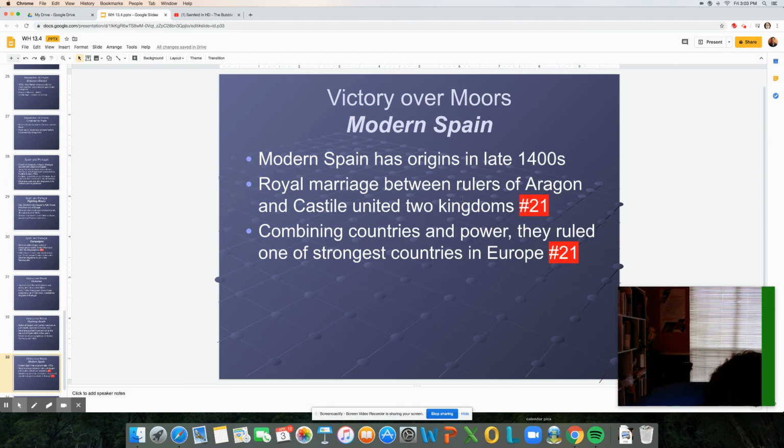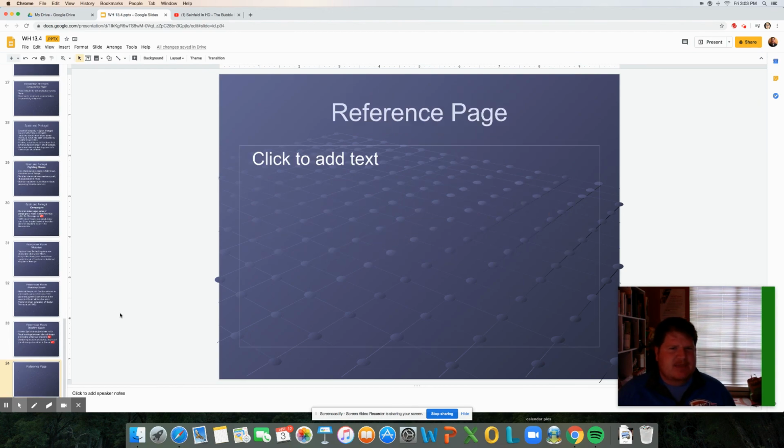When the rulers of Aragon and Castile married, they what? We see the origins of modern Spain as late as the 1400s. The royal marriage between the rulers of Aragon and Castile united the two kingdoms, combining countries and power. They ruled one of the strongest countries in Europe. So you want to pause here and finish writing it down. But that's pretty much going to do it.